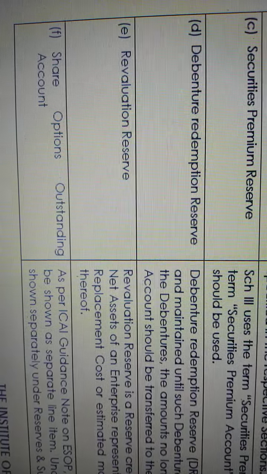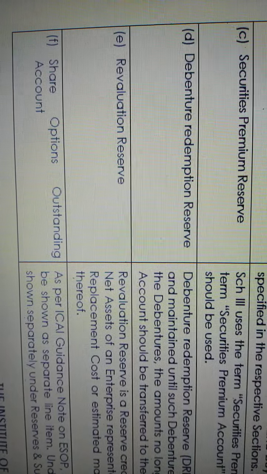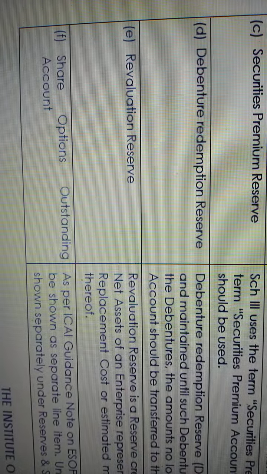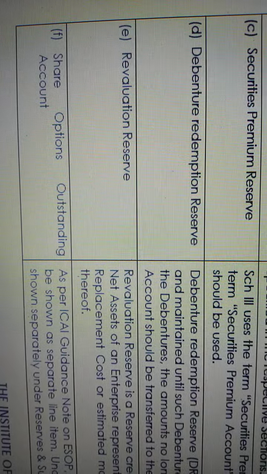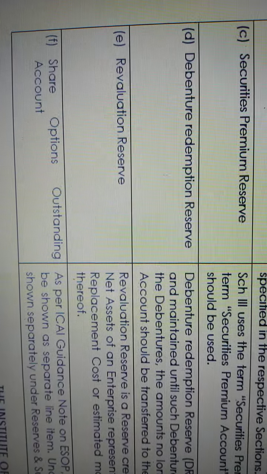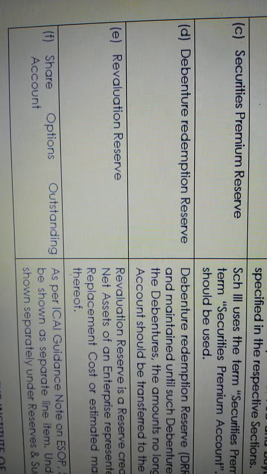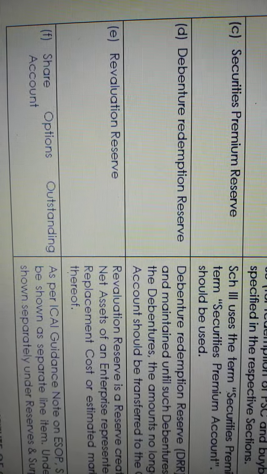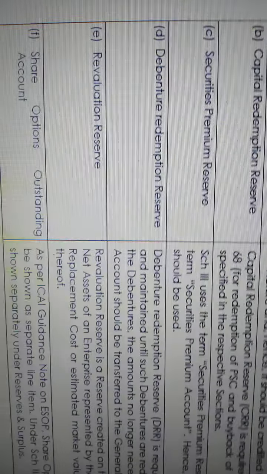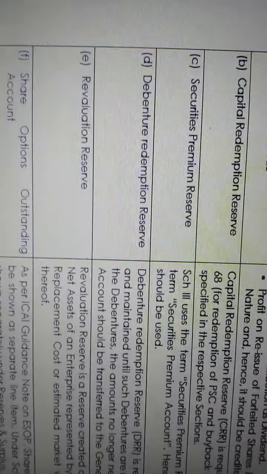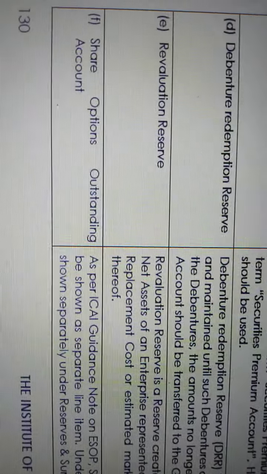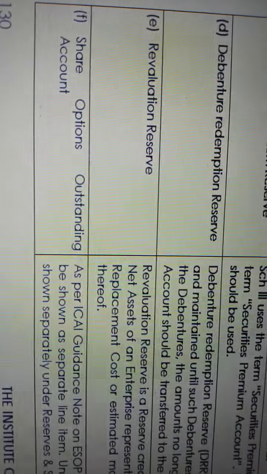Share options outstanding account means every company will put some money in this account every year. After that condition is satisfied by the employee, later on they will allot shares to the employees. That is ESOS, employee stock option scheme. That is there in your old syllabus, Inter, not in your present syllabus, the 2016 syllabus. In the 2012 syllabus, you had a separate topic for employee stock option scheme.